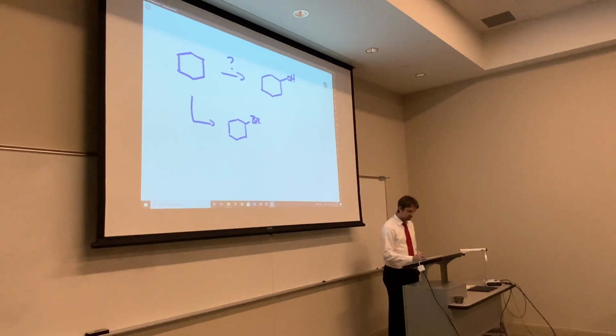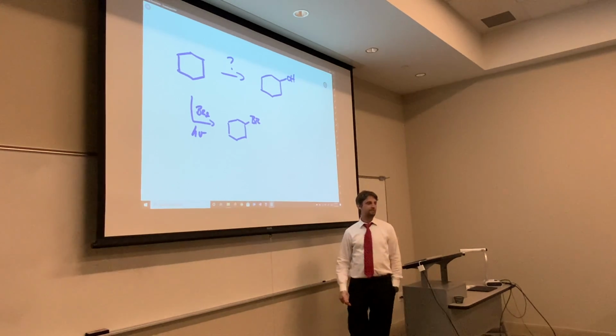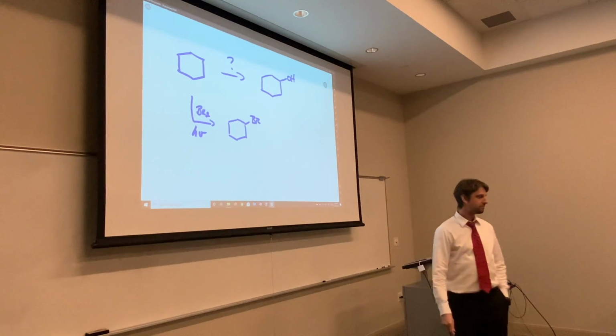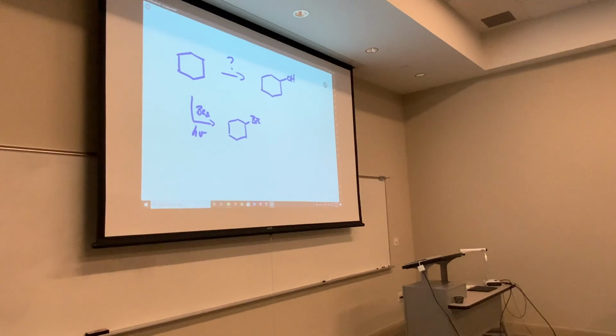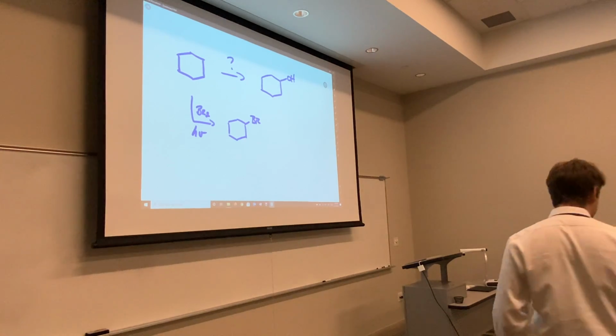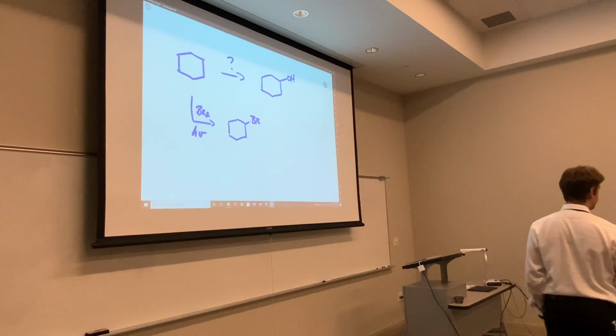How can I do this? Well, I gotta have a halogen source and I gotta give it some energy to form the radicals, right? Good? Now I've got a functional group. Now can you guys turn that into an OH group?